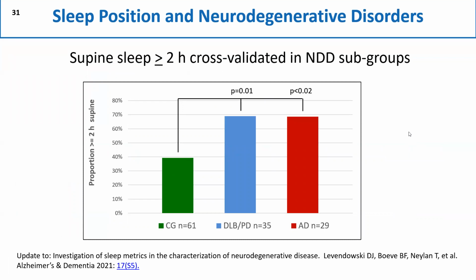Now, in preparation for this talk, I went back since we now have quite a few more DLBs, and I merged the DLBs and the PDs together for this group, and here are the ADs. And again, we're looking at the proportion of each of these patient populations that spent greater than 2 hours in the supine position during sleep, and we can see that both of those are significantly greater than the control group. So our hope is, as we do more longitudinal investigations that include this control group, we'll see if this extended supine sleep may also affect these patients or these subjects over time.